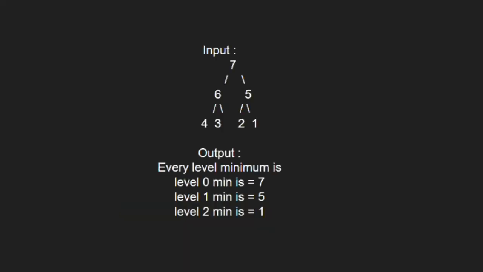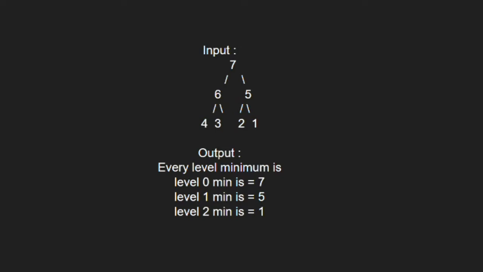The idea is to perform iterative level order traversal of the binary tree using a queue. While traversing, we keep a min variable which stores the minimum element of the current level of the tree being processed. When the level is completely traversed, we print that min value.